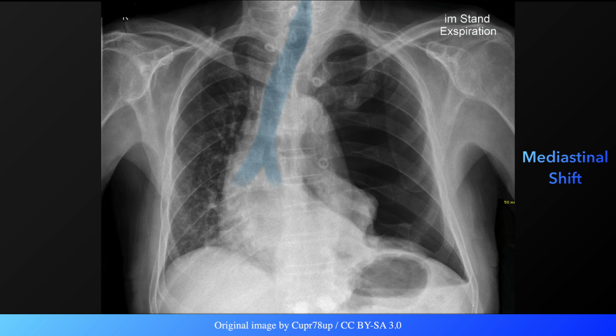As well, the heart and mediastinal structures, such as the trachea, may be shifted away from the side of the pneumothorax. With a tension pneumothorax, we may also see ipsilateral diaphragmatic flattening and rib splaying.